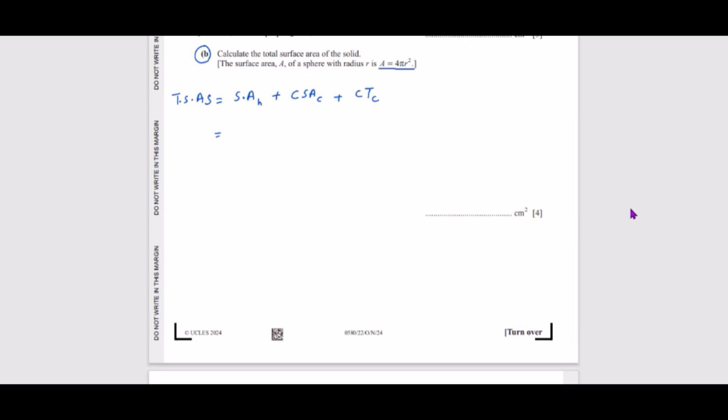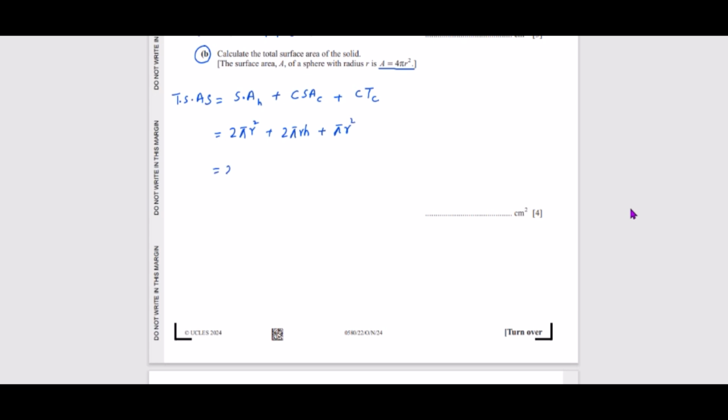Surface area of a hemisphere is equal to 2 pi r square, plus curved surface area of a cylinder is equal to 2 pi r h, plus circular top area of cylinder is equal to pi r square.